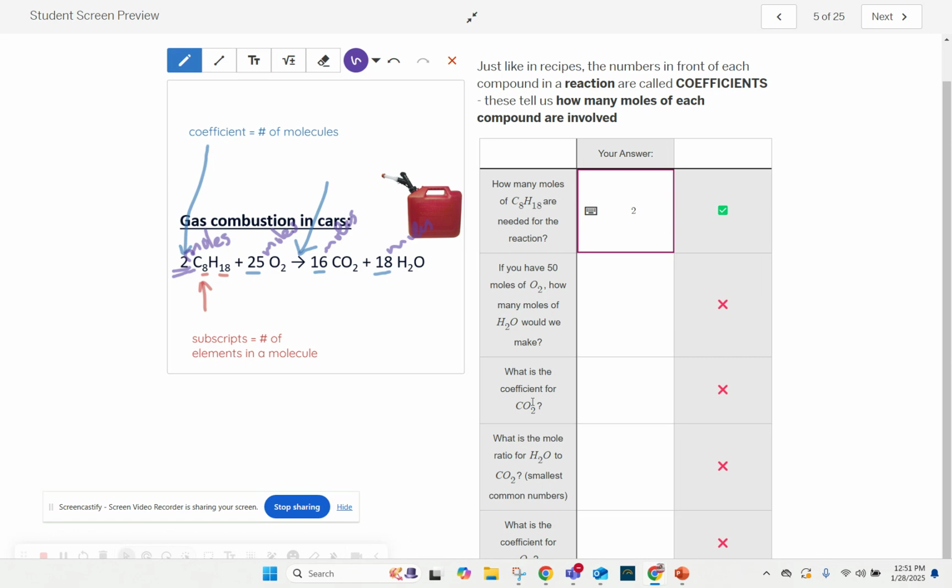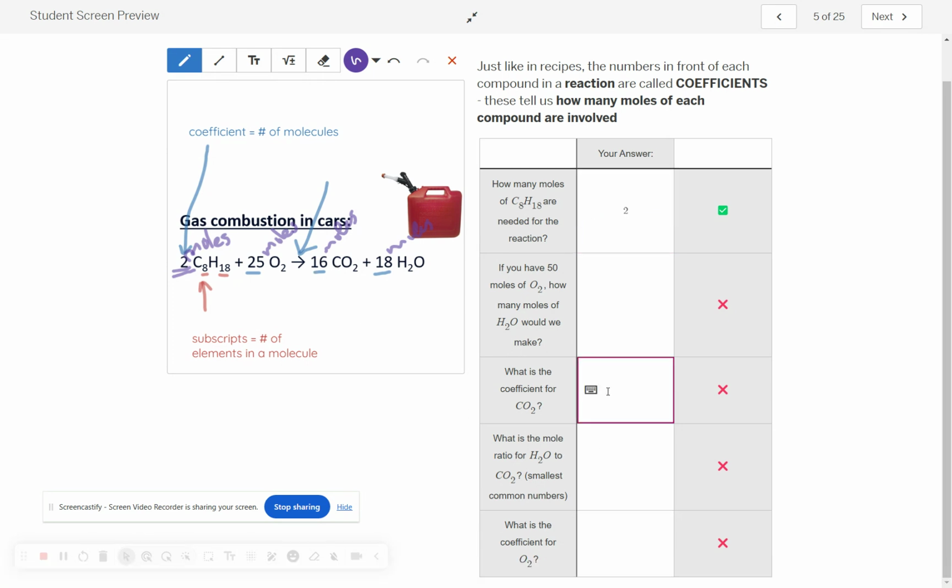So what is the coefficient for CO2? Here is CO2. The coefficient is the number in front, so that's going to be 16. And then what is the coefficient for O2? Here is O2, and there is the coefficient of 25.